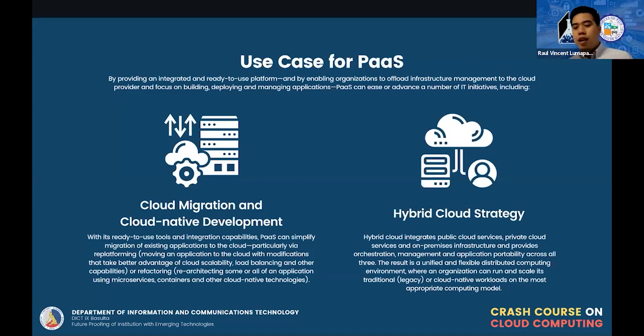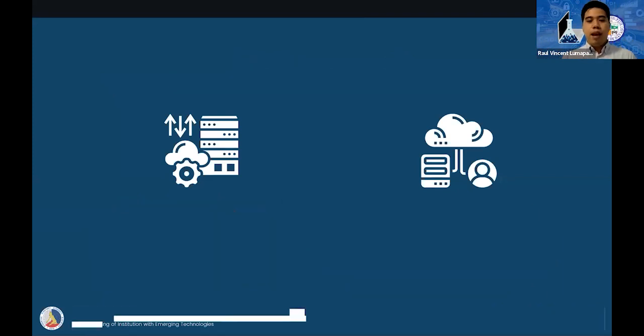And then we also have a hybrid cloud strategy. When you talk about hybrid cloud, it's the integration of public and private cloud services or on-premise infrastructure, and it provides orchestration, management, and application portability across all three. So it actually makes systems much more unified and flexible because again, you have a distributed computing environment and scaling is much easier. Okay?